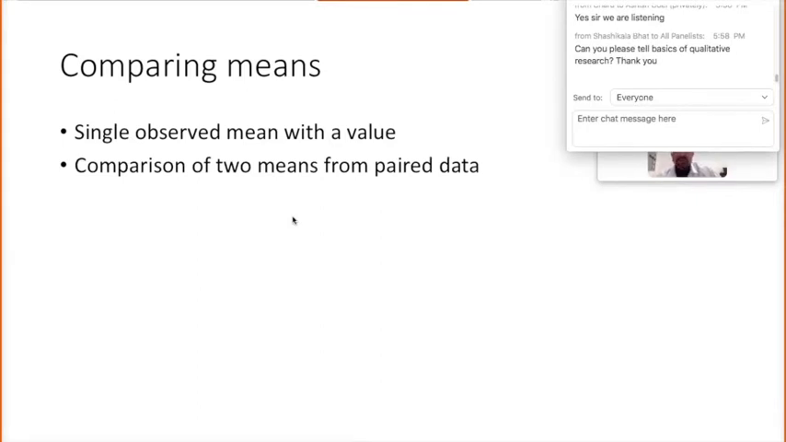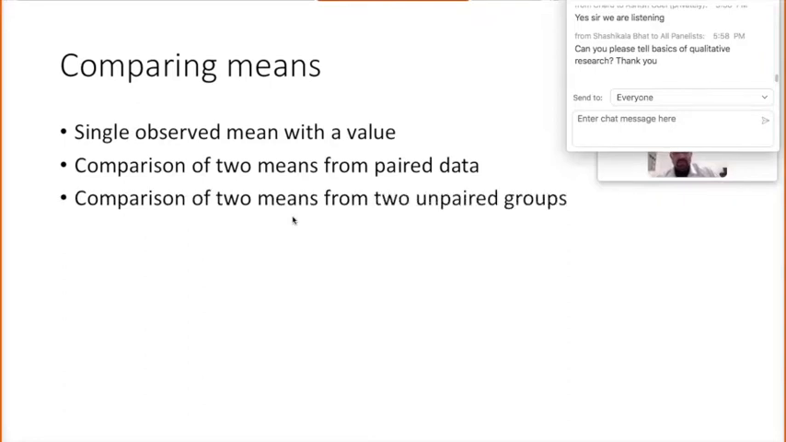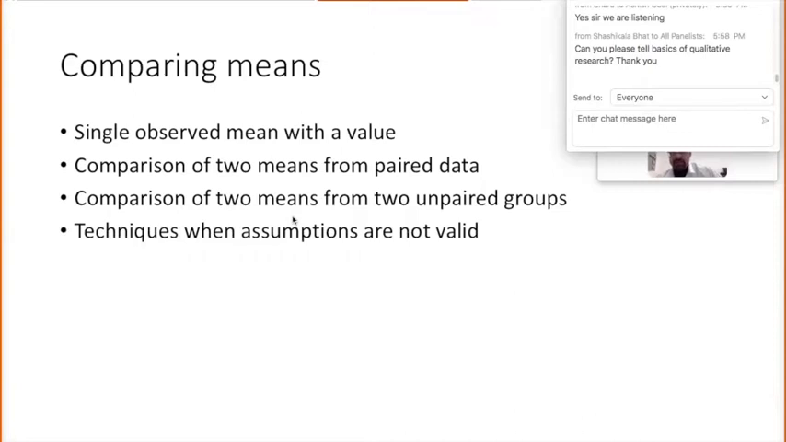in which you are required to compare two means from paired data. That means you've got two groups which are kind of paired or matched to each other, and you want to compare two means. Or you might have a comparison of two means from two unpaired groups. These groups are not related to each other. We'll see a little more examples of these to make it clearer. But for the moment, let's proceed ahead. And there might be problems and areas when these assumptions which we are making for hypothesis testing are themselves not valid. Then what to do?